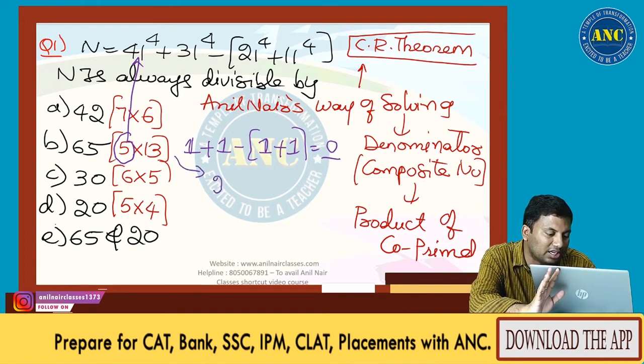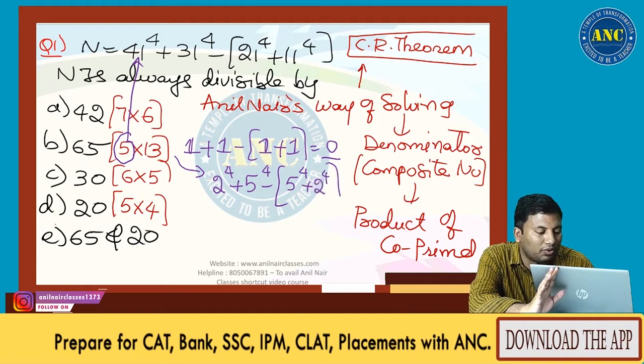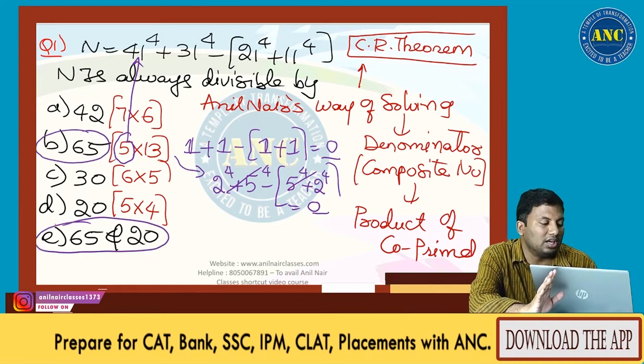13 3s are, I am using option B. 13 3s are 39, 2 power 4. 13 2s are 26, 5 power 4. 13 2s are 26, minus 5 power 4, which is 5 power 4. 11 divided by 13, 13 1s are 13, minus 2 power 4, which is plus 2 power 4. These also getting cancelled. Right? That means answer is definitely divisible by 65. Either the answer will be this or the answer will be this. In this one, 5 into 13 already done.